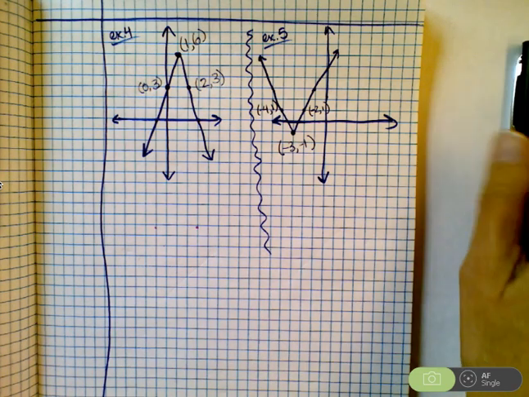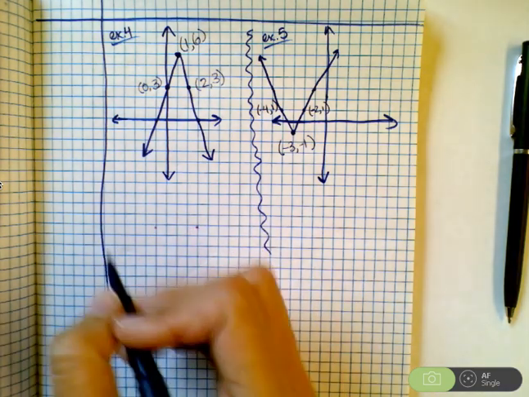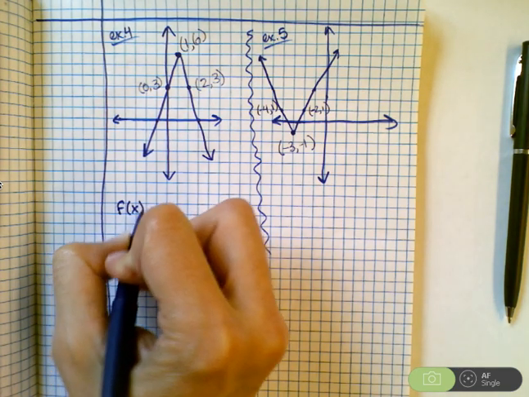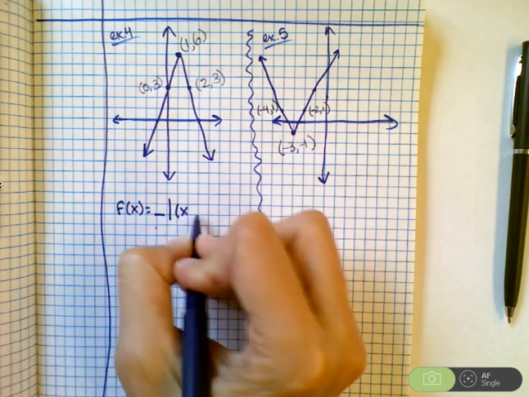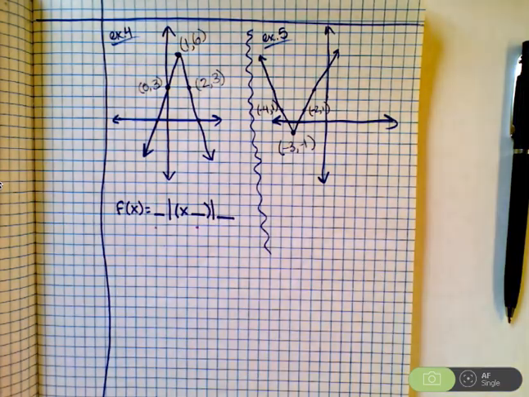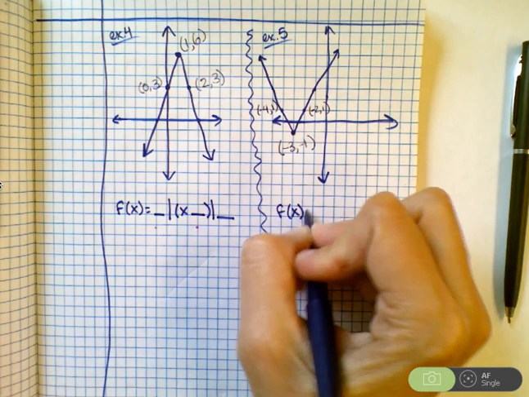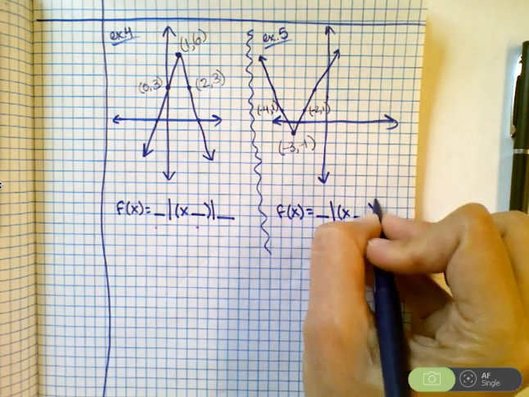Okay, so if you want to take a minute, pause, and draw those graphs in, and then what we're going to do is work together at figuring out what the function would be. So remember, the basic form for the function is always f of x equals something times the absolute value of x plus or minus something at the end. So what we're trying to do is figure out what goes in each of those blanks.